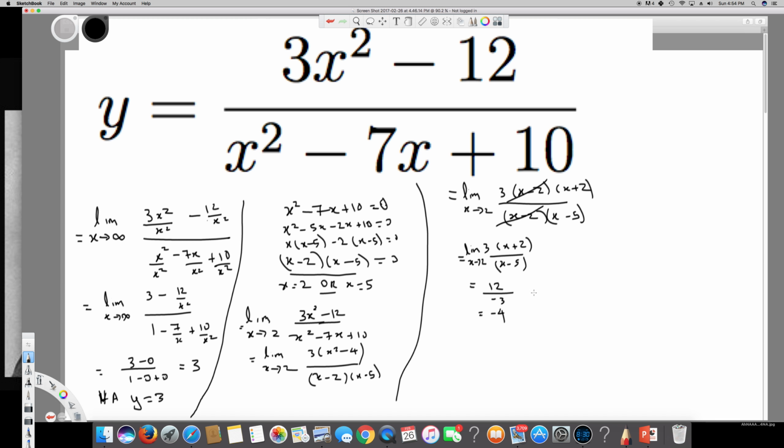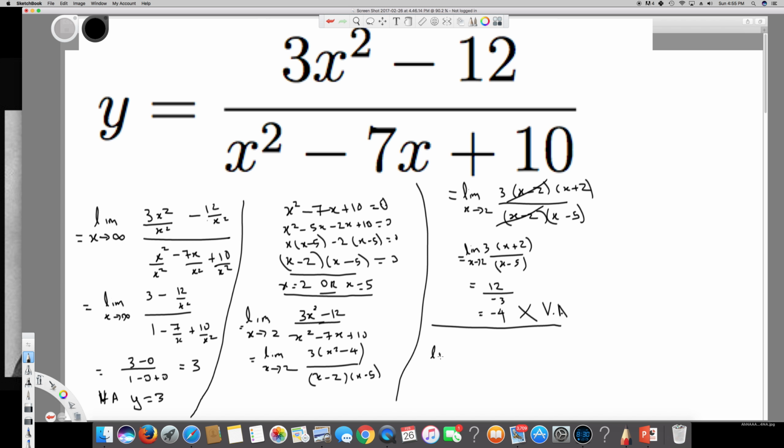Therefore this is not a vertical asymptote, because we have to get the answer infinity. If this doesn't give the answer infinity, it means it's not a vertical asymptote. So we know that 2 doesn't apply. We have found two different values here, so x is equal to 5. Let's check x is equal to 5.